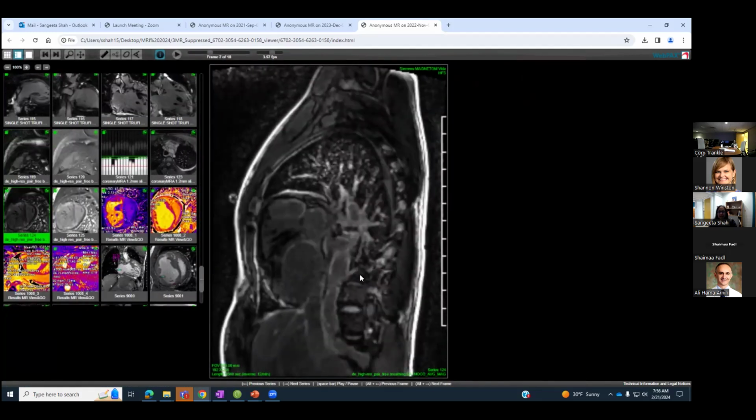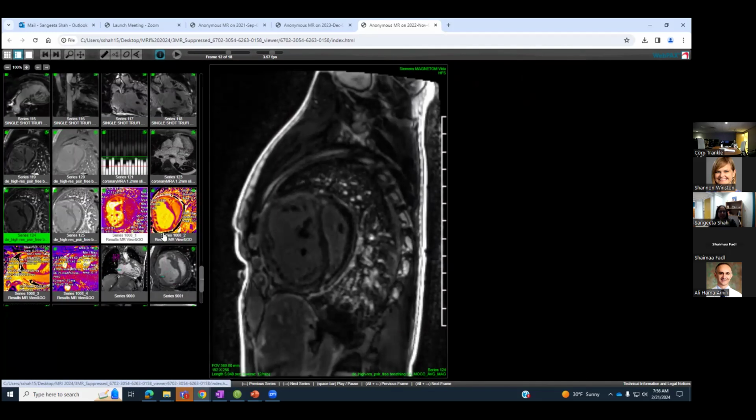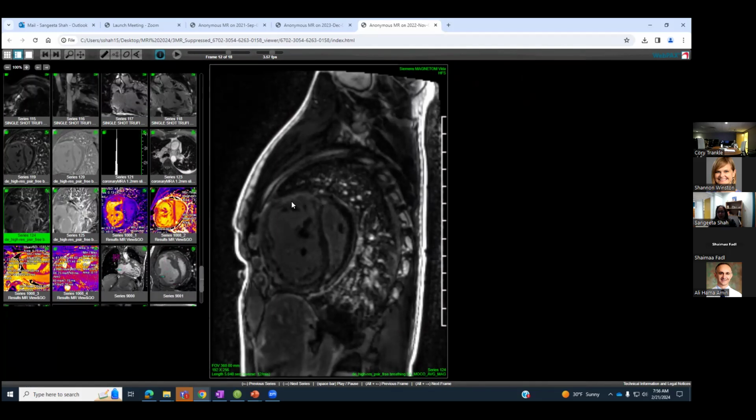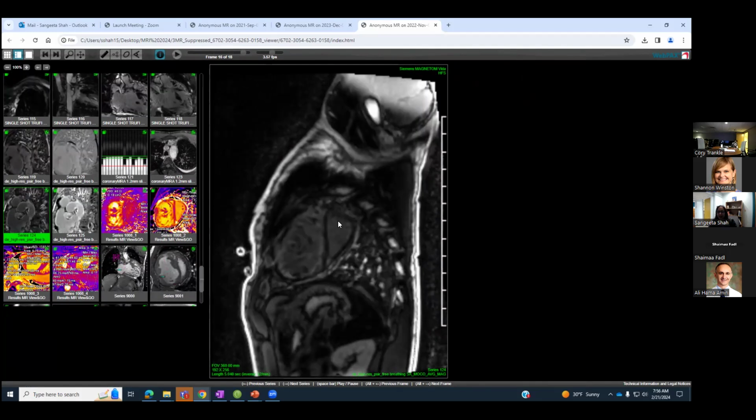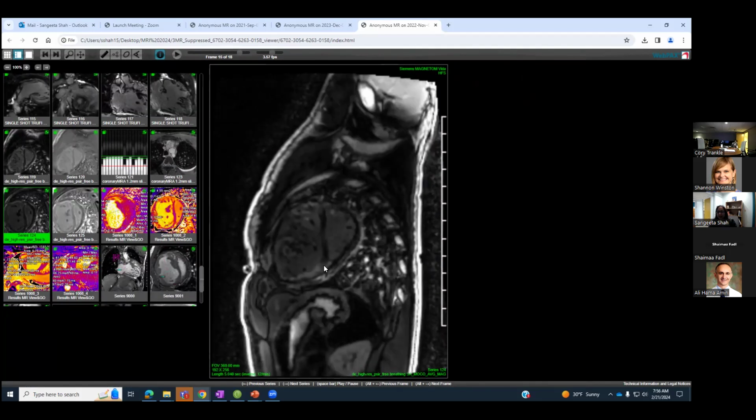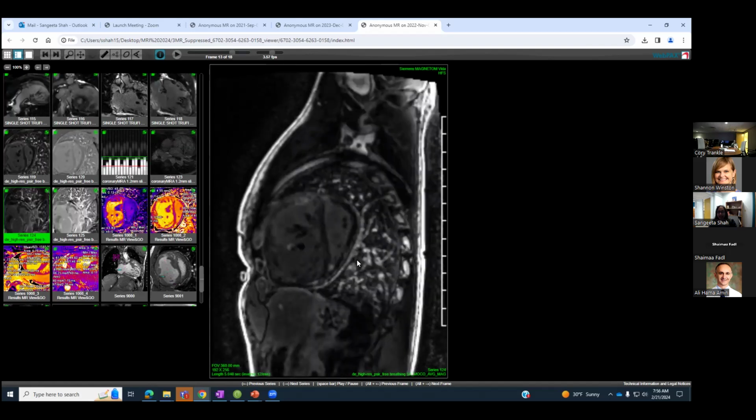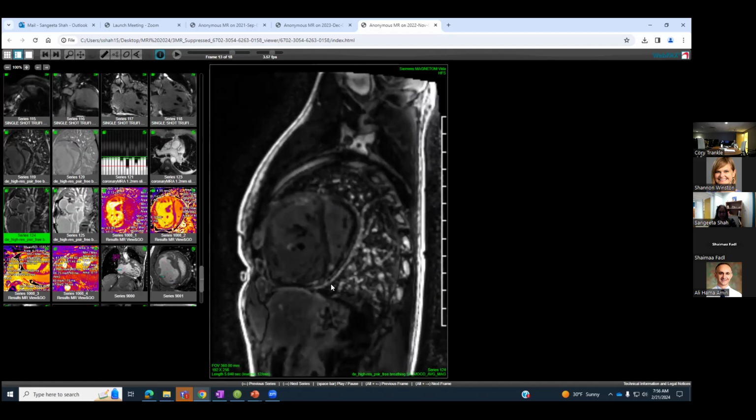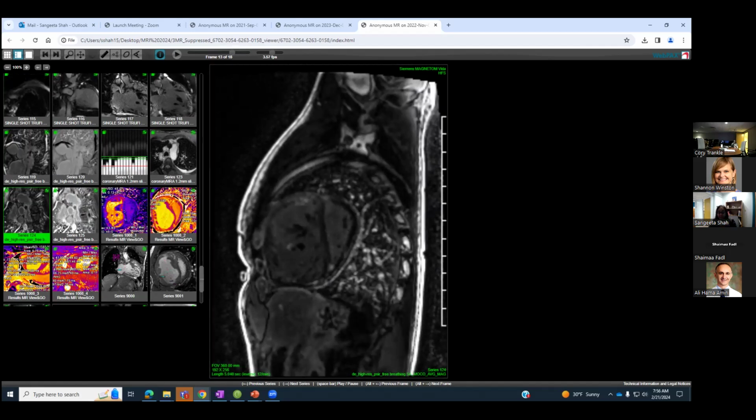So here's your short axis, and you have delayed hyperenhancement in the anterior wall of the RV all the way through. And you have some here in the inferior wall. And so this gentleman already has now an ICD and a pacemaker, but this increases their risk of ventricular arrhythmias and sudden cardiac death.